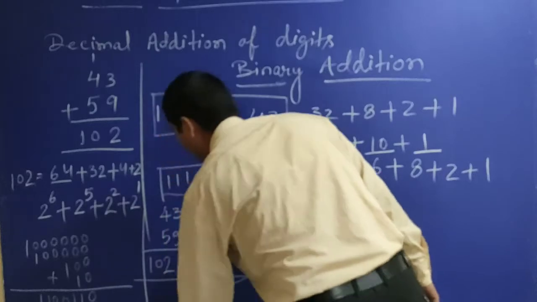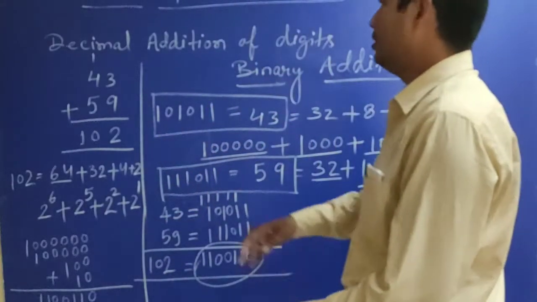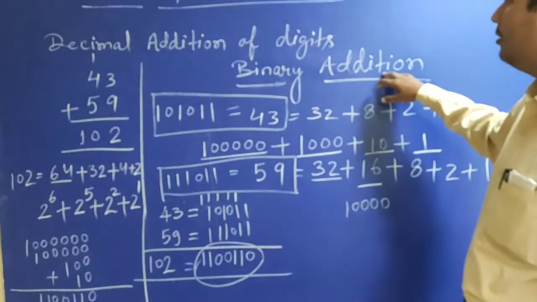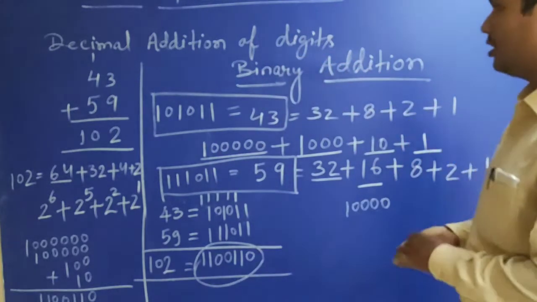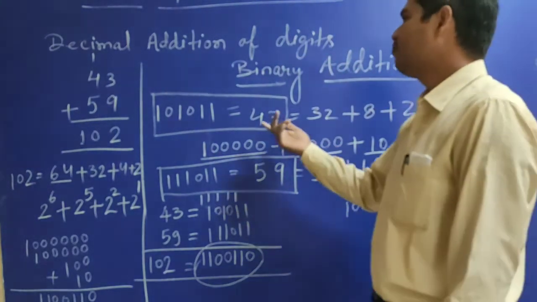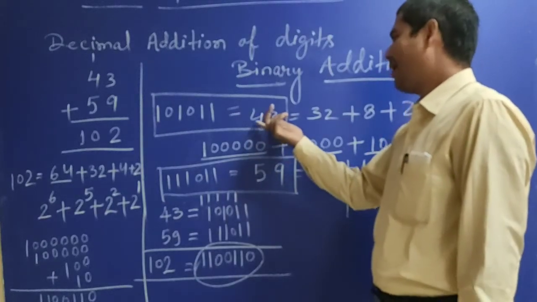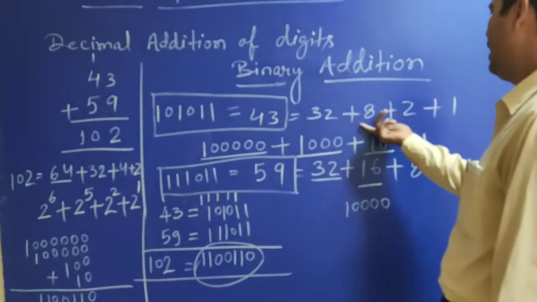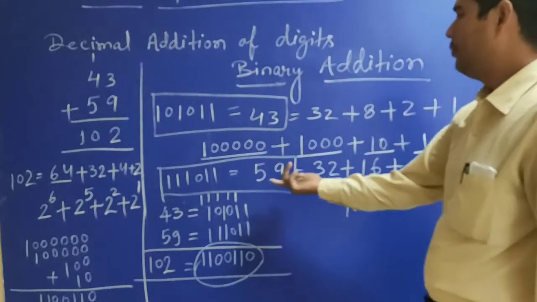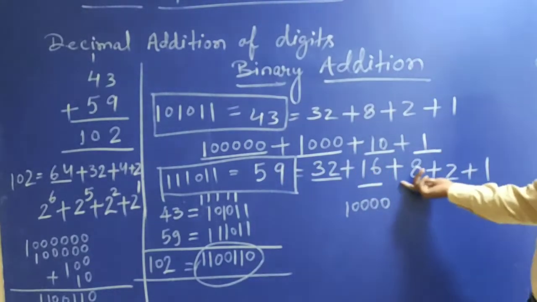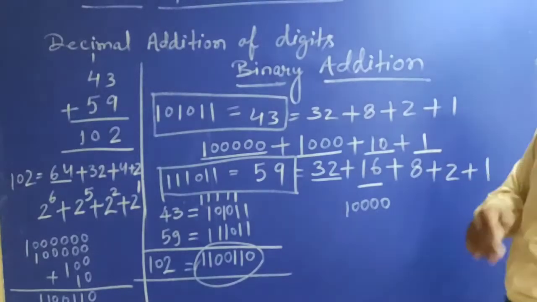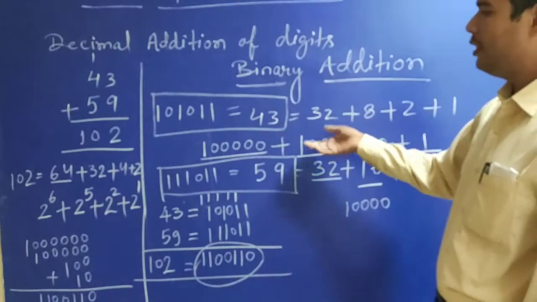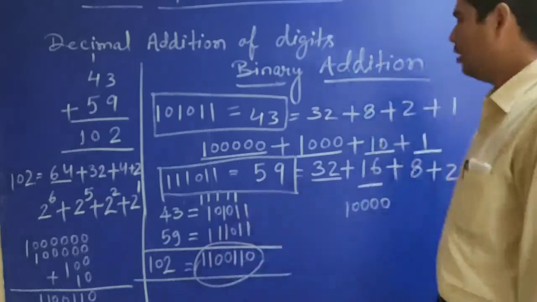So in this way we can add decimal digits and then we can add binary digits. For converting to binary digits, we factorize the number into parts like 32, 8, 2 plus 1, or 59 as 32 plus 16 plus 8 plus 2 plus 1, and then we convert to the equivalent binary digits. Then we add the numbers and find the result.